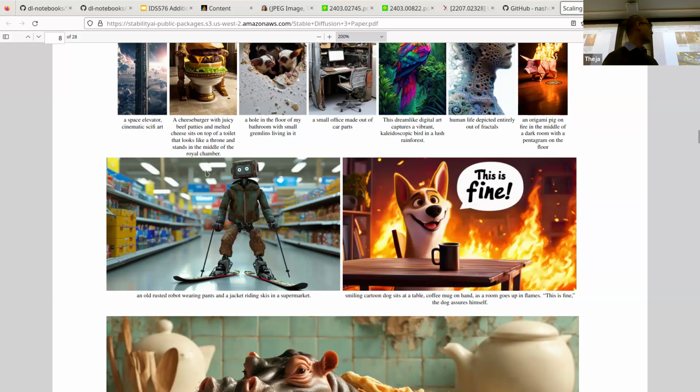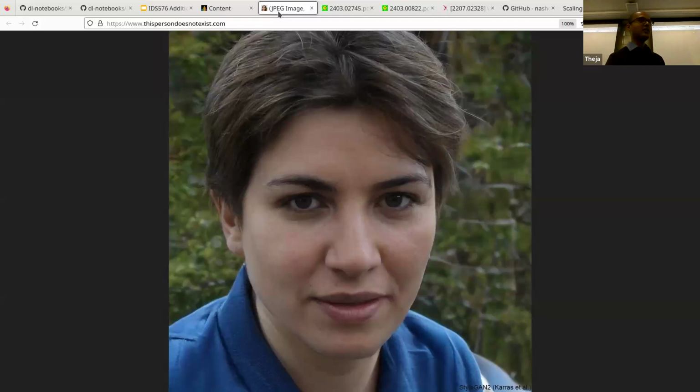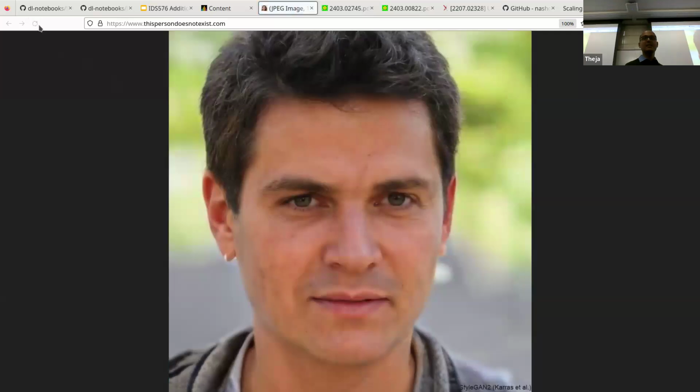So this one has a connection to that. And here's another, so GANs, right? We'll talk about GANs in a second. There's a website called thispersondoesnotexist.com. I don't know if you've seen this website before, but if you refresh, it regenerates an image. At the very bottom, I don't know if you can see it, it says StyleGAN2. That's the name of the model.